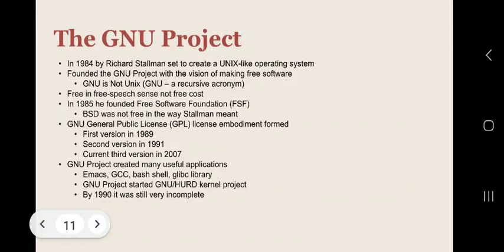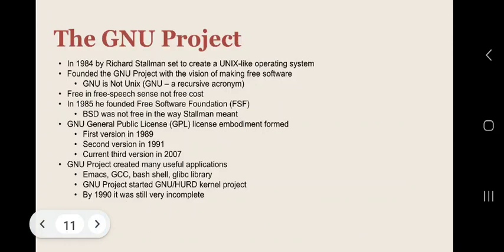So the GNU project created many useful applications, and some of the very popular ones that you even use today. The Emacs editor, the GCC compiler. Initially it was called GNU C Compiler, but now it's called GNU Compiler Collection, because it has compilers and tools for various different programming languages, including Go, Java, C++, you name it.